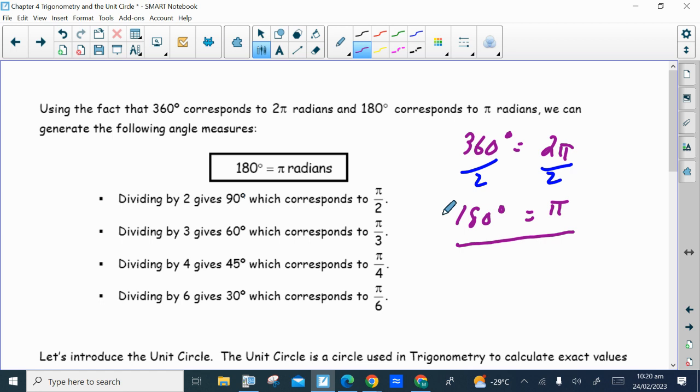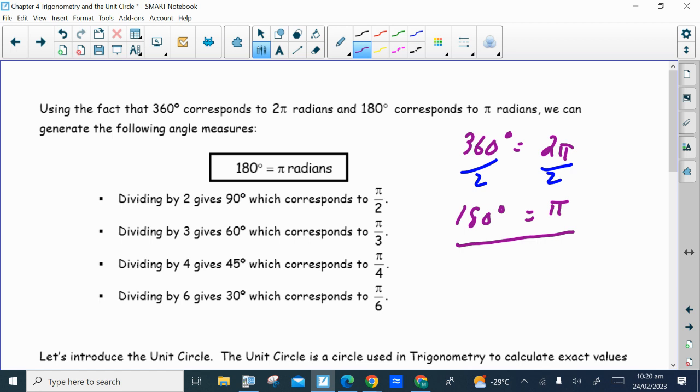If you take this relationship and divide both sides by 3, you'll get pi on 3 radians on the right equaling, on the left, 180 divided by 3 is 60 degrees. 60 degrees is the same as pi on 3 radians. If you take this relationship and divide both sides by 4, you'll get pi on 4 radians on the right. On the left, 180 divided by 4 is 45 degrees. So 45 degrees is the same as pi on 4 radians. And finally, if you take this relationship and you divide both sides by 6, you're going to get pi on 6 on the right. On the left, 180 divided by 6 is 30.